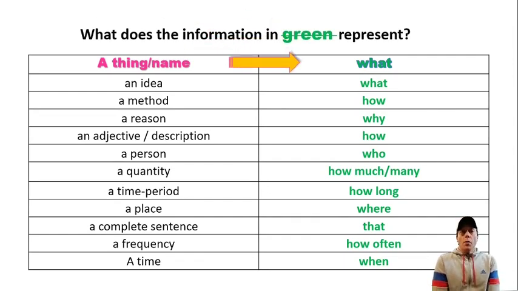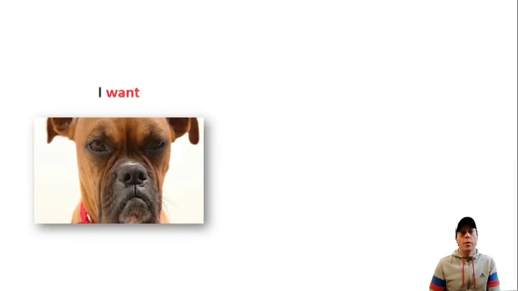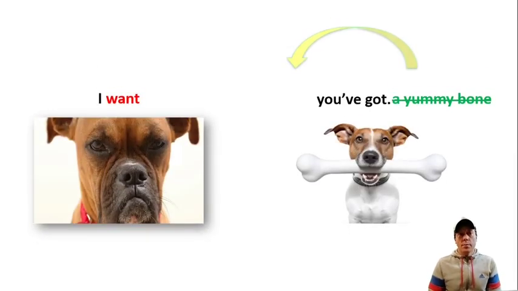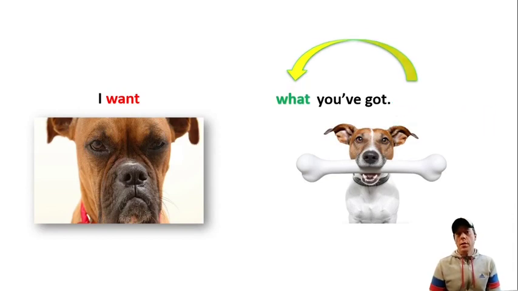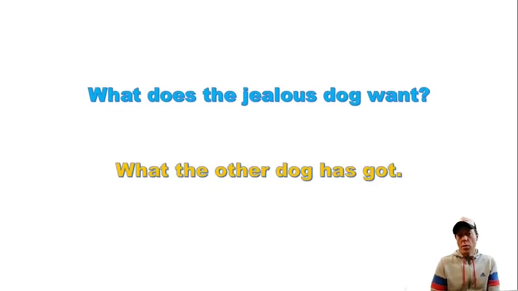Okay. The part in the second sentence, which is key, needs to be substituted for a relative pronoun so that we can create this phrase, and ultimately that is the bone, which is a thing we substitute with the pronoun what. This is how it works. I want, you've got a yummy bone, substitute yummy bone for what, becomes I want what you've got. It's not just the bone, it's what the other dog has. So the question is, what does the jealous dog want? What the other dog has got.